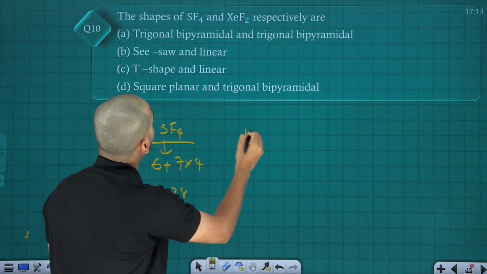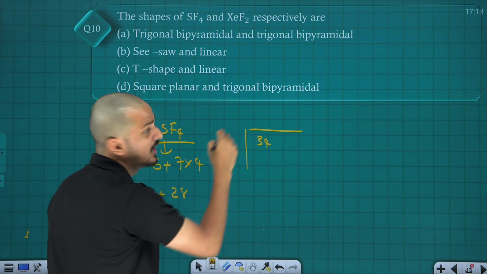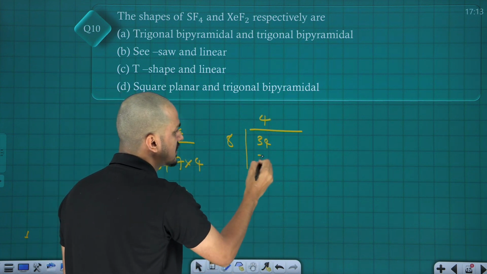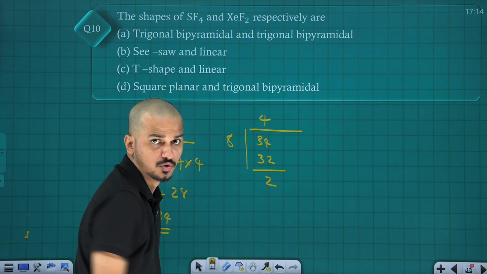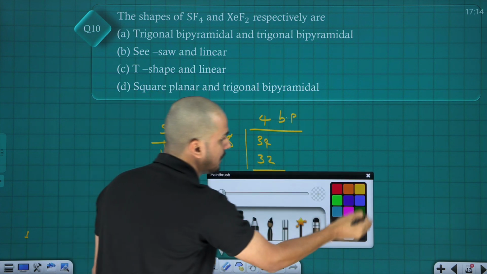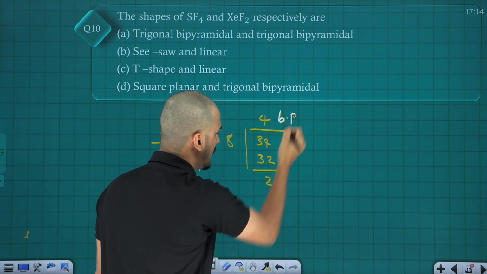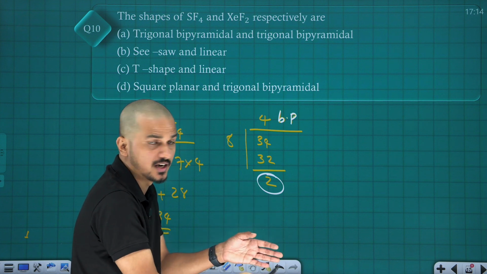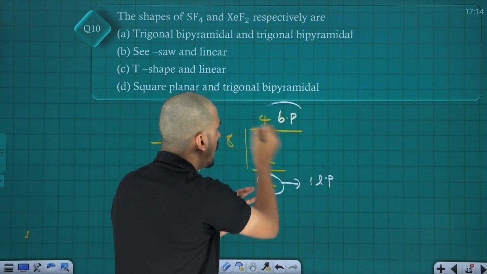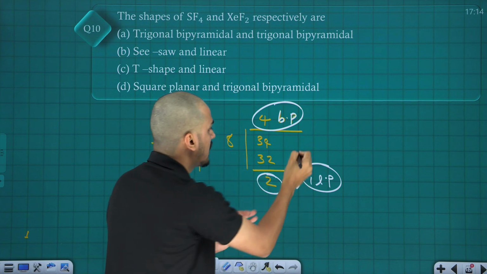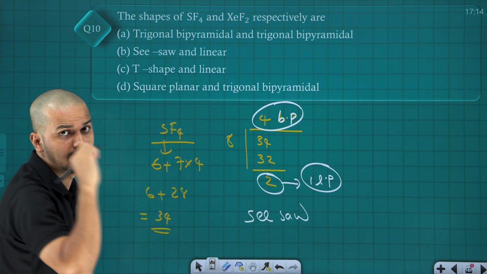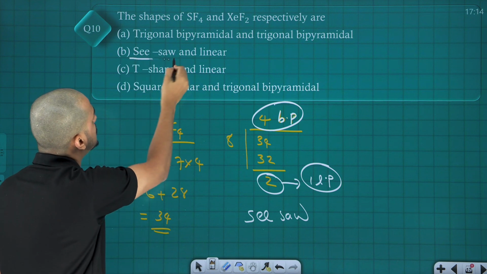34 divided by 8: 4 eights are 32, remainder is 2. The answer you are getting, 4, is the bond pair. The remainder 2 you have to make it a pair, so 2 means 1 lone pair. 4 bond pair, 1 lone pair means its shape is seesaw. So the first one is seesaw shape.